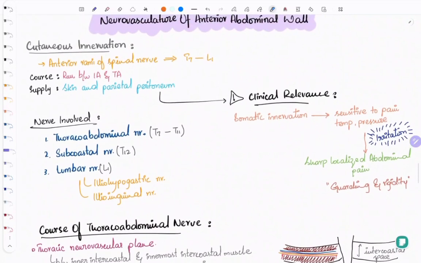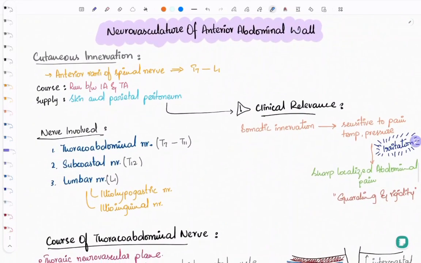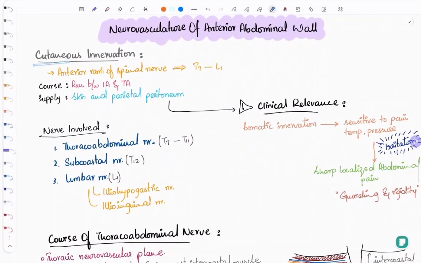So let's have a quick recap again about the neurovasculature of the anterior abdominal wall. The cutaneous innervation arises from the anterior rami of spinal nerves, which includes the T7 to L1 nerves running between the internal oblique and transverse abdominis, supplying skin and parietal peritoneum.